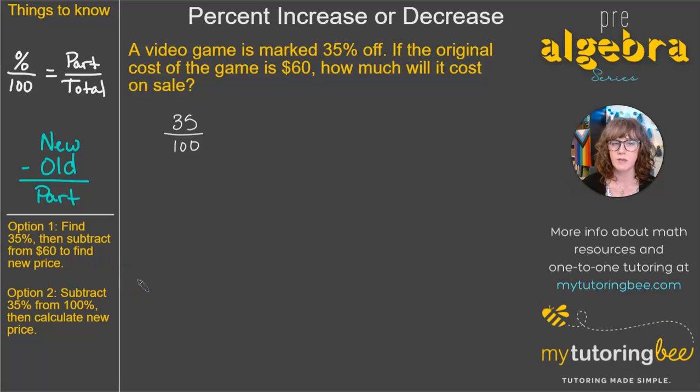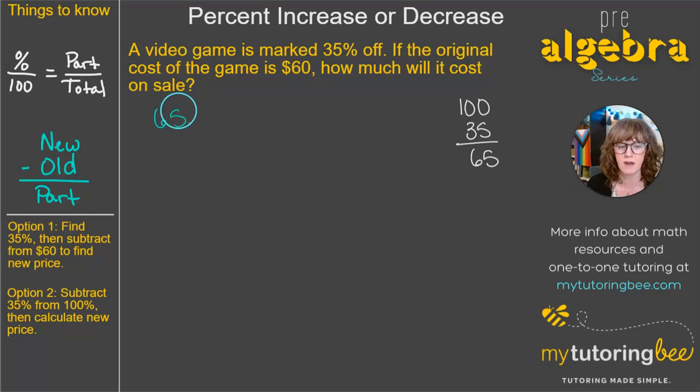The other way that we can look at it is we could go ahead and find that 35%, and then that's going to be the amount that we would take off of the $60. So then we could just do 60 minus whatever that 35% is. So we've got two different options here. What I prefer to do is go ahead and calculate the percentage that I'm paying for. So 100% minus 35%, that gives us 65. So we are paying for 65% of the price of the game. So that's what I'm going to calculate here.